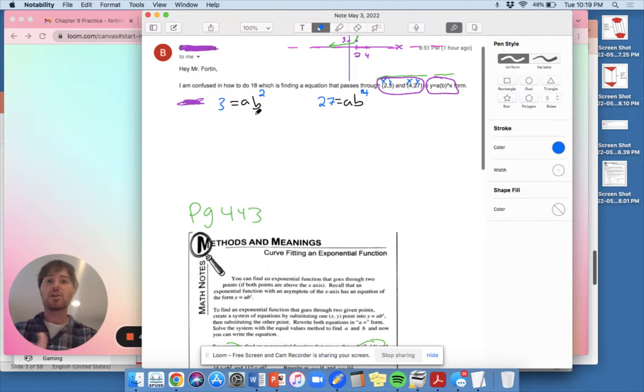Okay, can't eliminate here because we have some multiplication going on. It's kind of a little weird. Actually, you can eliminate through division. That's a little hint there. Eliminate using division. Instead of using elimination, I'm going to use substitution here, okay?